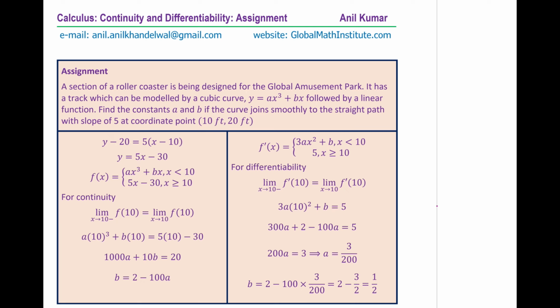Same thing for the derivative. Differentiability is that the limit of the derivative of the function at 10 should exist. Substituting 10 in the derivative, we get this particular equation where we found the value of a as 3 over 200. Substituting 3 over 200 for a, we can find the value of b. Perfect.